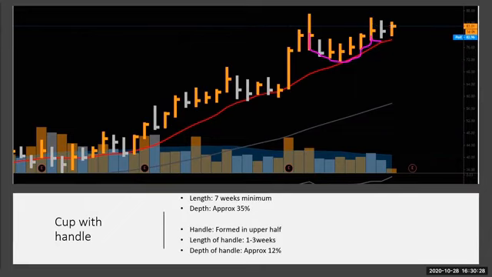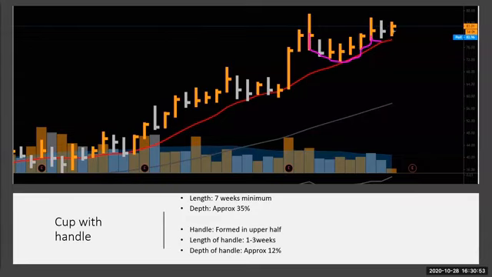Then the handle part, this part over here. In order to be properly formed, we want to be looking at handles that are formed in the upper half of the base. If it's not formed in the upper half, then it's improperly formed. It wouldn't be the right structure.